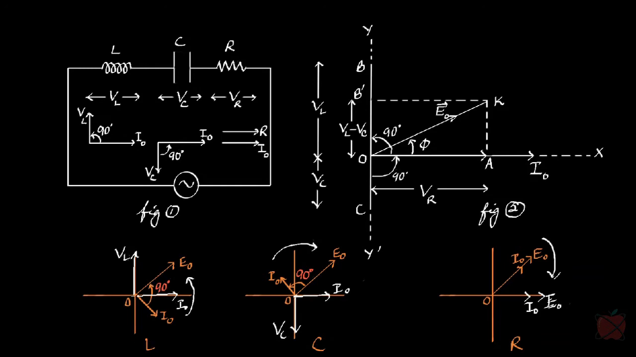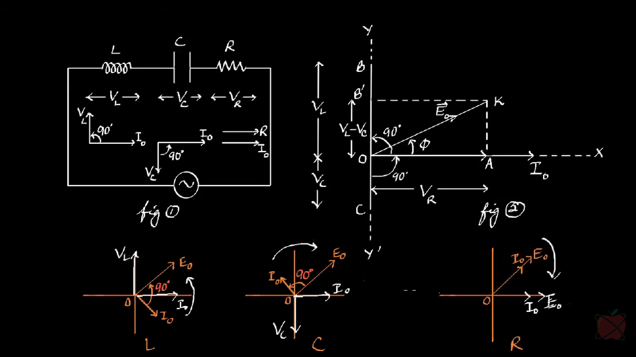In reality the phasor diagram looks like this. But what we are doing here is just rotating it so that we make the I naught all point along the x-axis.